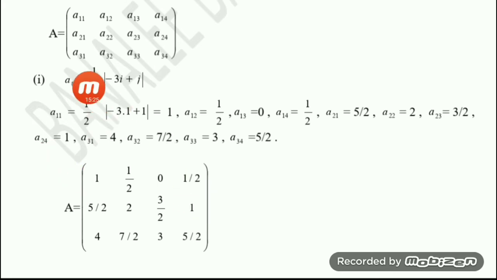Substitute. The next A31, A32, A33, A34. Their corresponding values are 4, 7 by 2, 3, 5 by 2. Let us substitute here. So I hope you can do the calculation yourself.